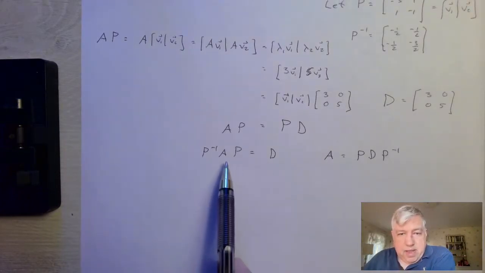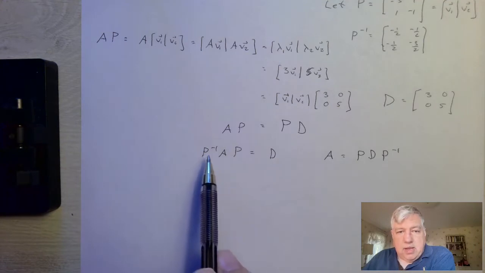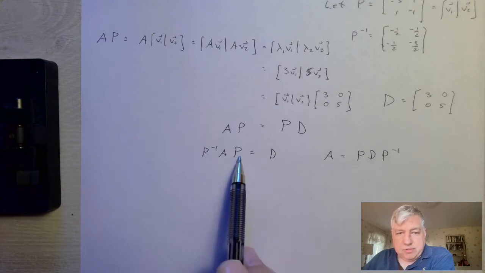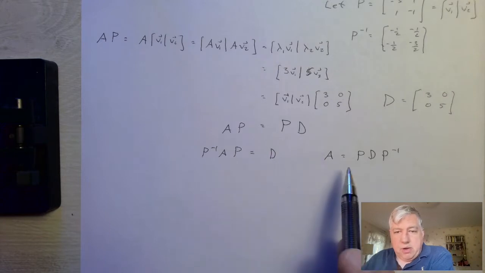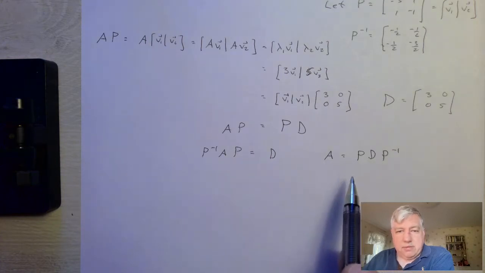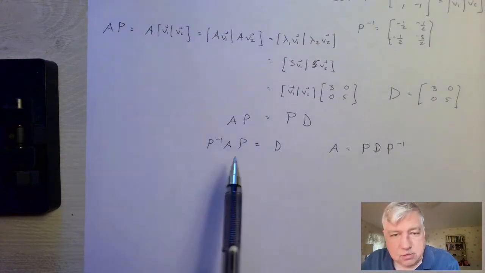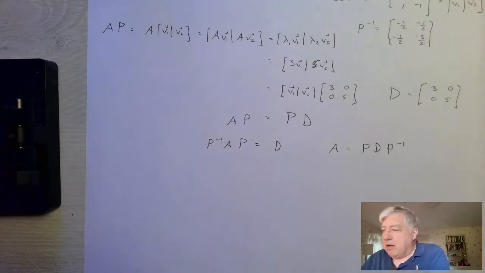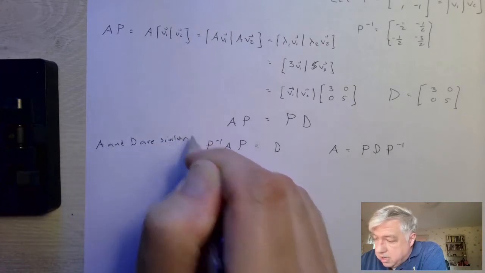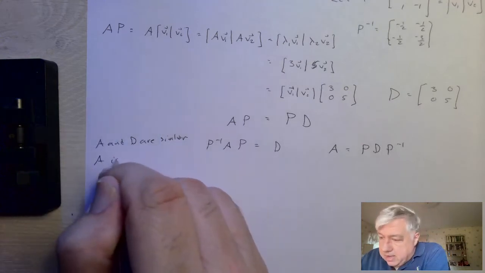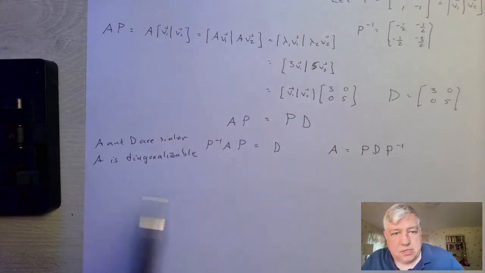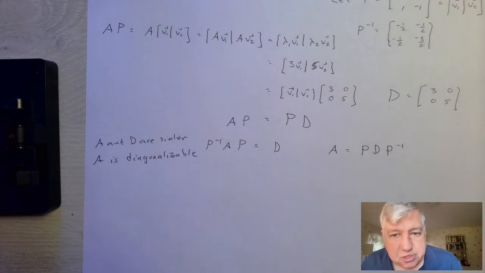We can take A, and if we multiply, what we have is an invertible matrix times A times the inverse of the invertible matrix equals D. And over here we have another invertible matrix times D times the inverse of the invertible matrix, and that's A. We'll eventually see that the technical term for this is that A and D are similar. And in fact, because D is diagonal, we say that A is diagonalizable. We'll come up with the formal definitions a little bit later.